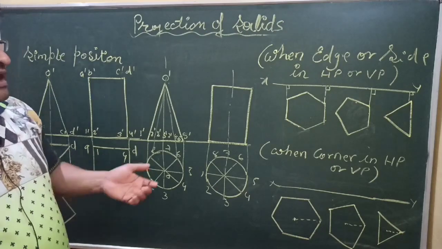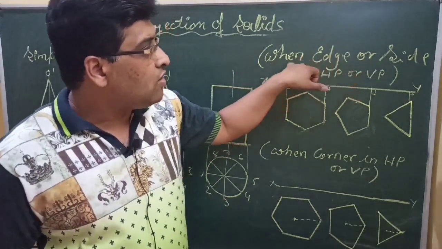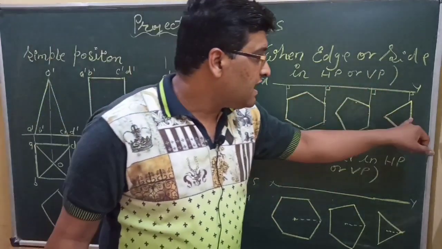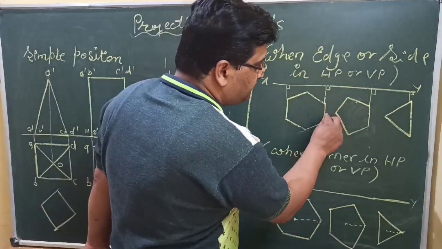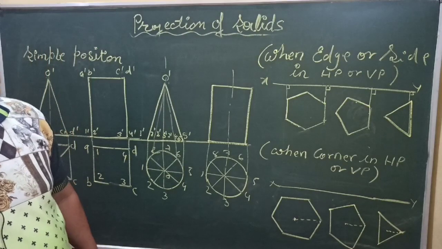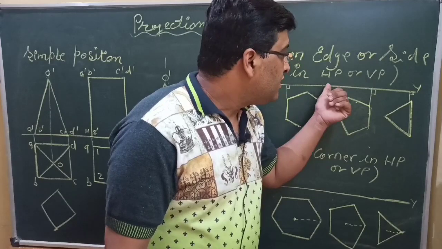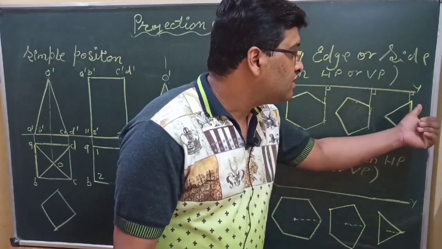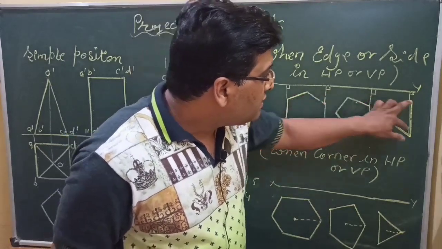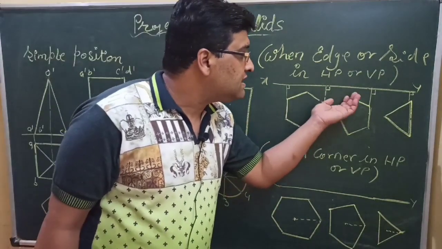For that we are having some thumb rules which you can follow. If one of the edges or one of the sides of the base is given in HP or VP, then the diagram will be like that. Means that resting edge you have to take perpendicular to the XY line in the simple position. Means I have taken this side perpendicular to the XY line, this side perpendicular to the XY line, and so on. So I am assuming that this is the edge or length of the side of the base which is in the HP.